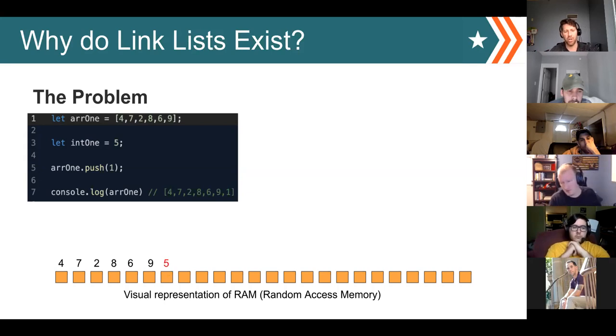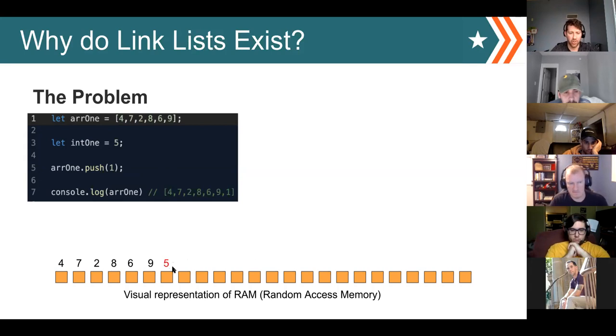And then I decide to push another value into array 1. It has nowhere to go because all the elements within array 1 have to live right next to each other. So when 1 goes to be pushed into the array, it wants to come in right next to 9, but it can't because 5 already exists there.